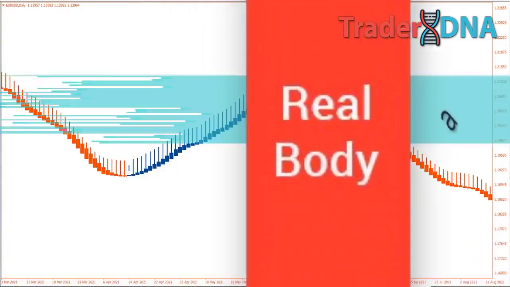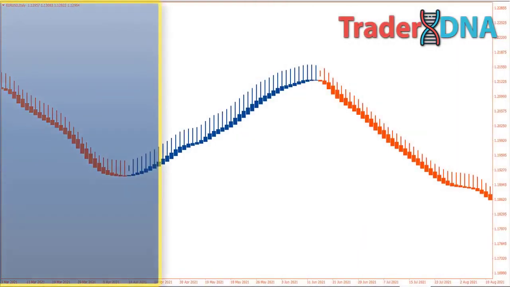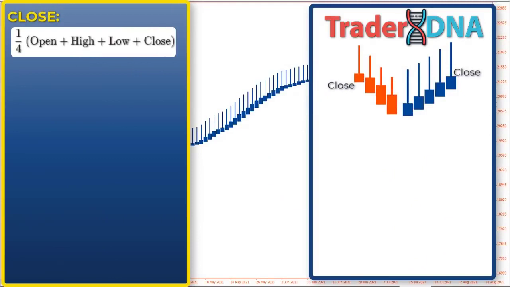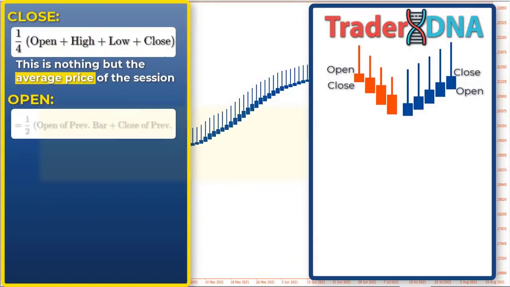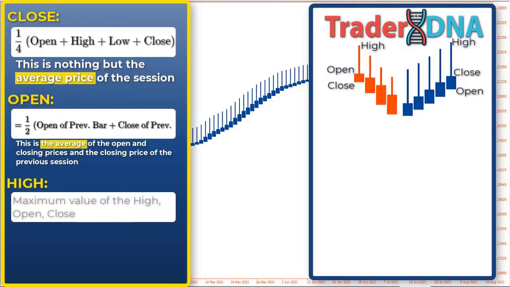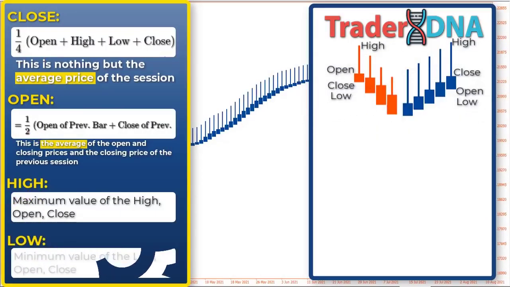The open, high, low and close on the HEIKEN ASHI chart is calculated as follows. Close: this is nothing but the average price of the session. Open: this is the average of the open and closing prices and the closing price of the previous session. High: maximum value of the high, open, and close. Low: minimum value of the low, open, and close.